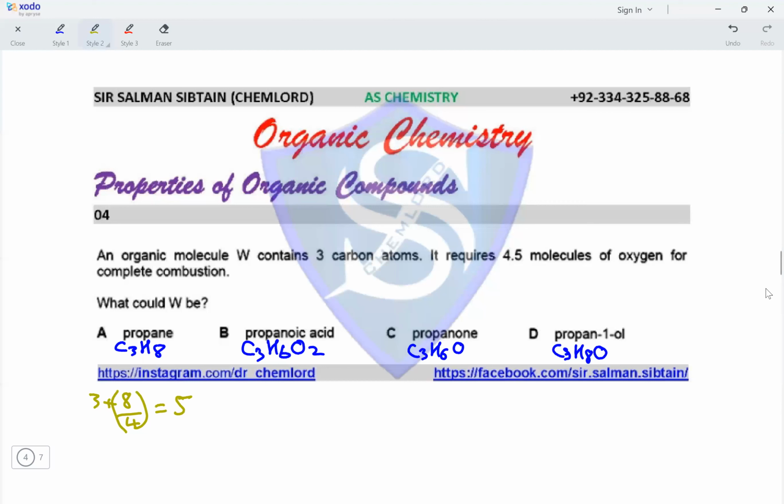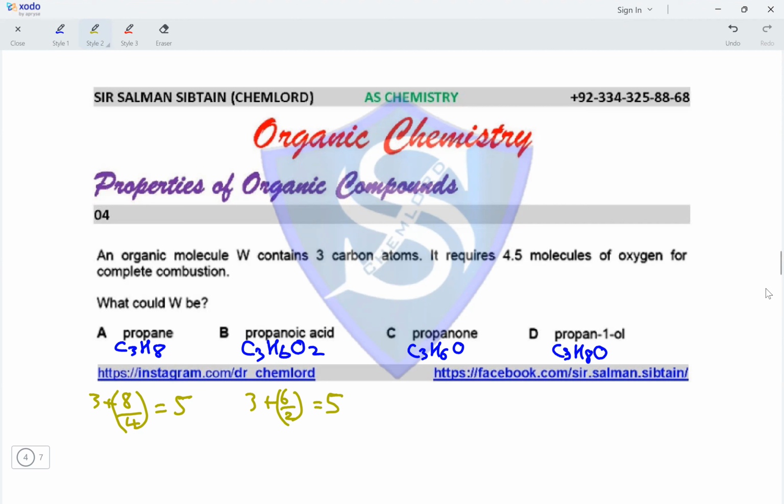For propanoic acid, we have C3H6. So it would be 3 plus 6 upon 2, which would be 3 plus 3, and then we minus 1. So it's 6 minus 1, which is equal to 5 moles of oxygen required.